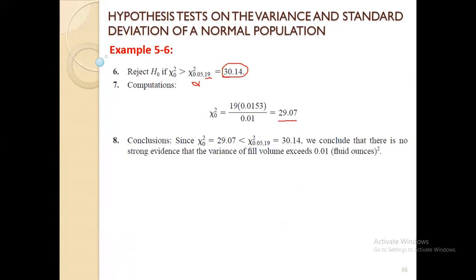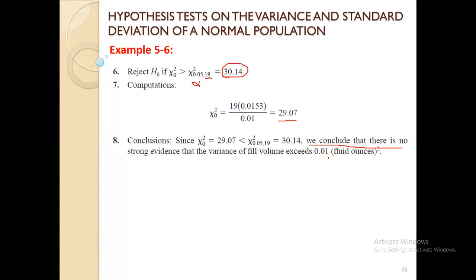You get 29.07. It's less than the critical value. What does it mean? You accept H0. That means you can conclude that there is no strong evidence that the variance of filling volume exceeds 0.01. If you read it, it's quite confusing. There is no strong evidence that the variance of filling volume exceeds 0.01.